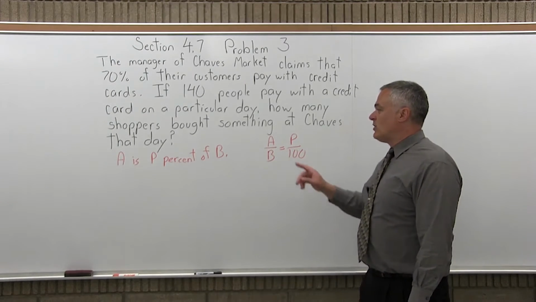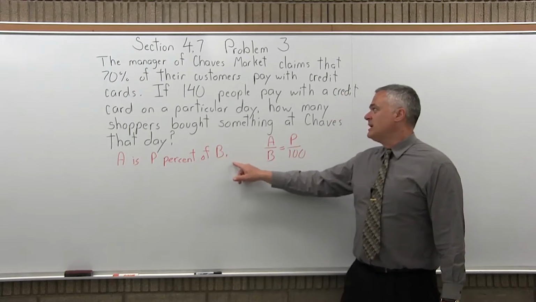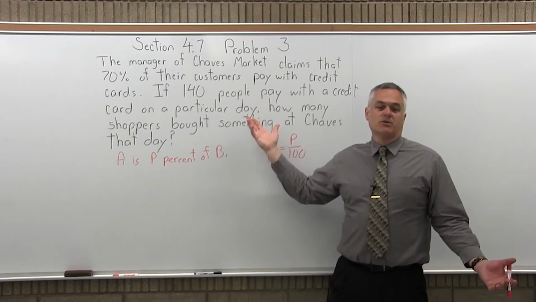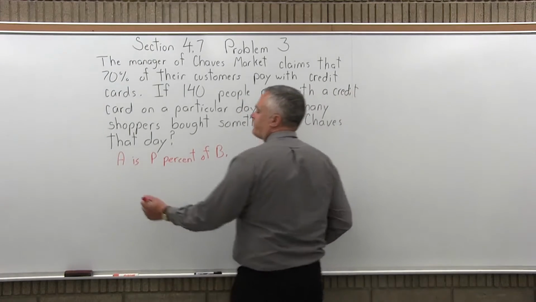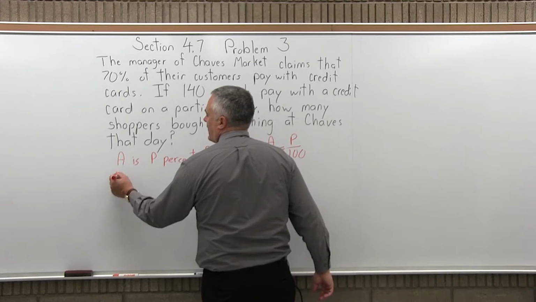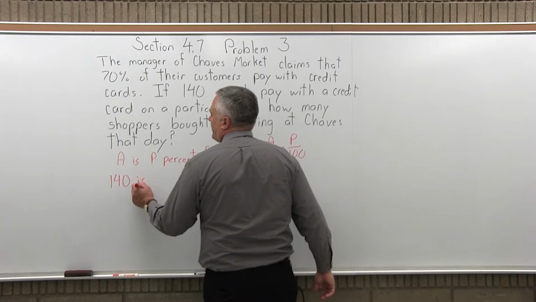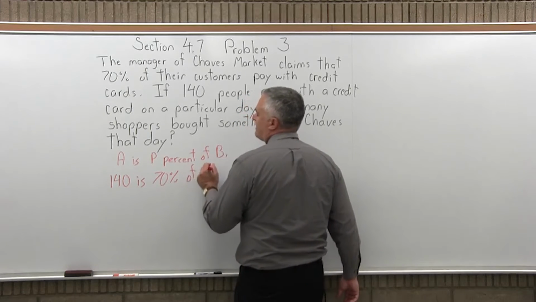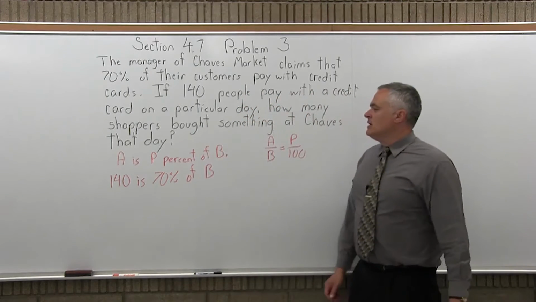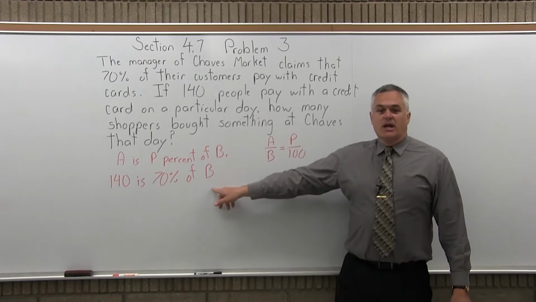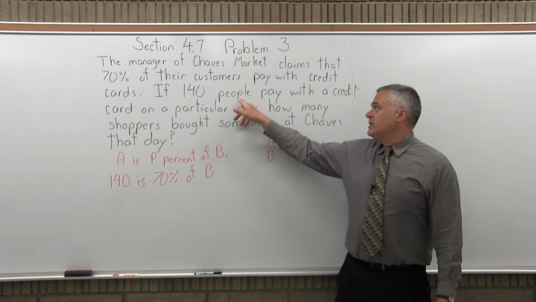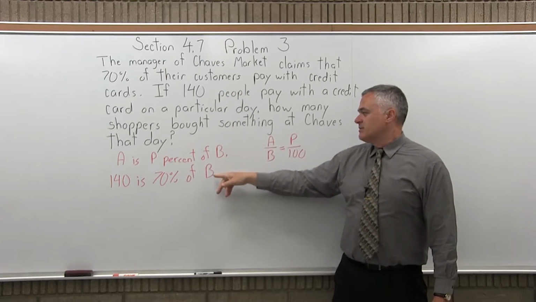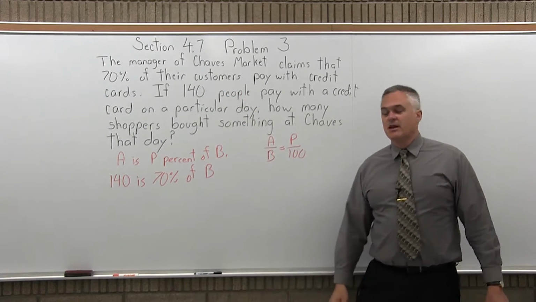So if that's my goal, write it in the form A is P% of B, and I have this statement that 140 people bought something with a credit card. How many bought something altogether? So what I want to do is write it as 140 is 70% of B. B is the unknown, so I'll leave it as B. So that boils it down to my important sentence. 140 people bought something with a credit card. 70% of people are buying with credit cards overall at this market. And so what's the total number for that day?